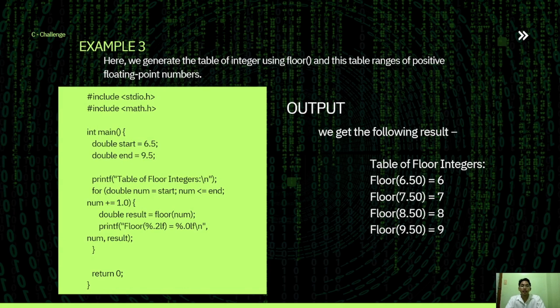Example 3. We generate a table of integers using floor, and this table ranges over positive floating point numbers. The example has double start as 6.5 and double n as 9.5. And we get the following result, a table of floor integers: 6.50 becomes 6, 7.50 becomes 7, floor of 8.50 is 8, and floor of 9 is 9.